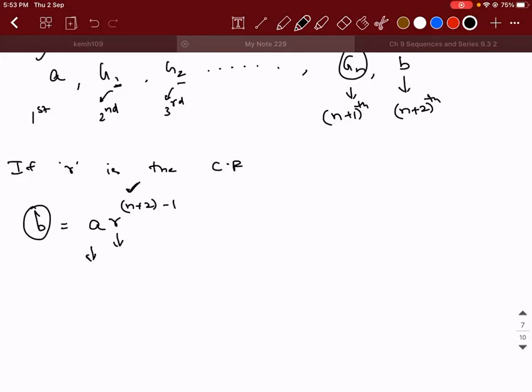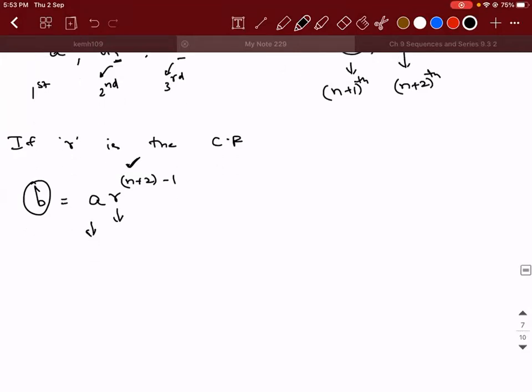Correct? Any doubt? Anyone is not clear with this? This is a crucial step. Can I assume that everyone is clear? Yes, sir. Understood. Okay, that's good. So B will be equal to A into R power n plus 1.